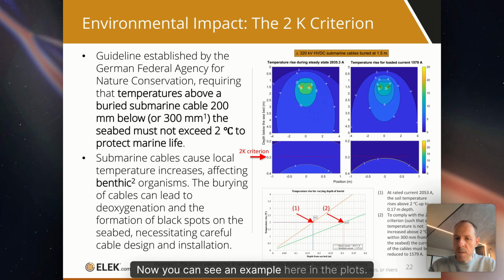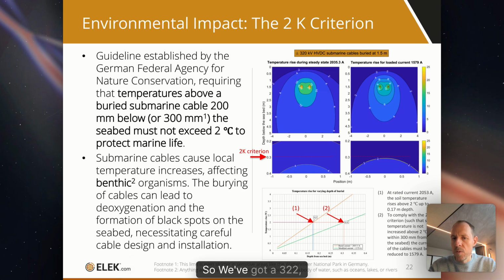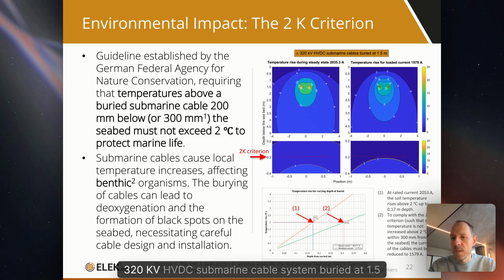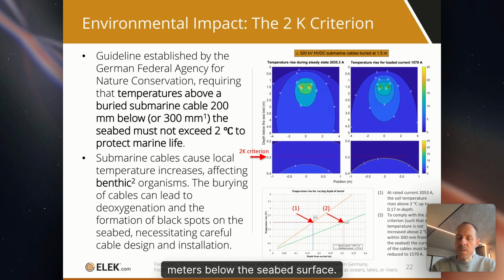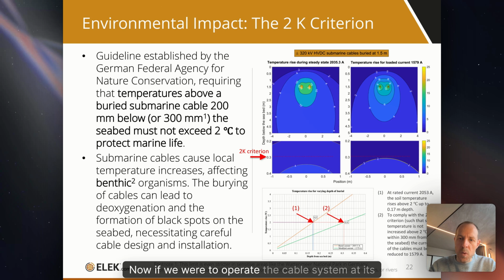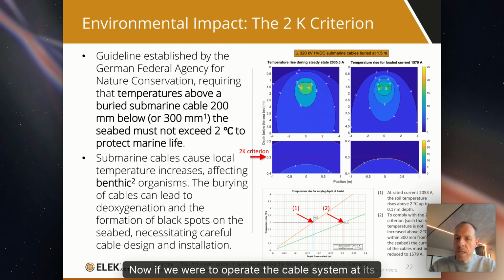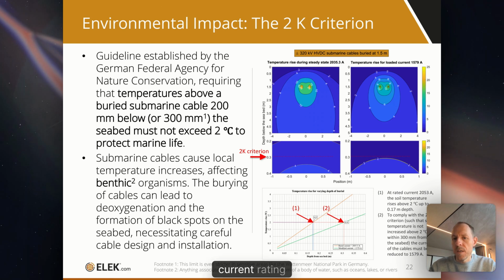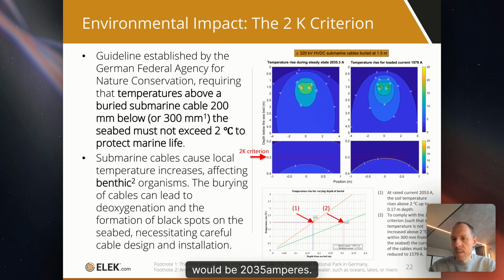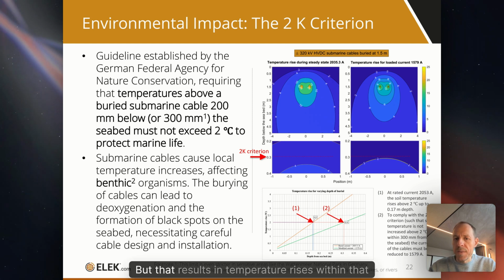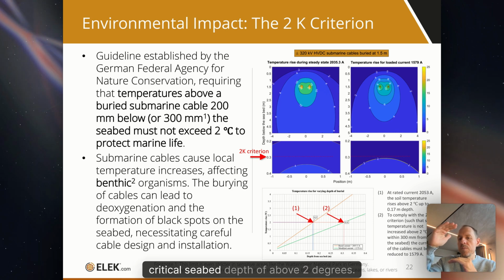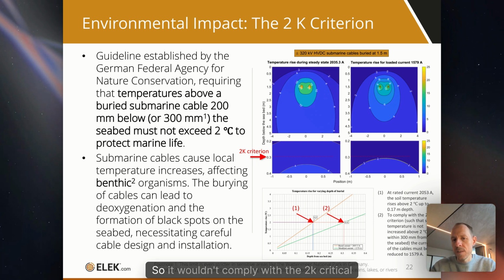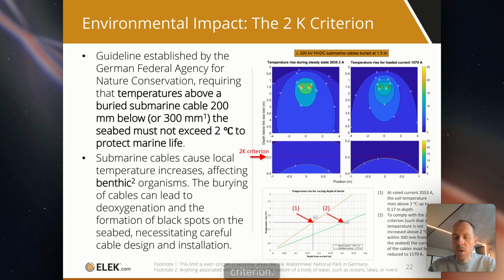Now you can see an example here in the plots. So we've got a 320 kV HVDC submarine cable system buried at 1.5 meters below the seabed surface. Now, if we were to operate the cable system at its full capacity, the current rating would be 2035 amperes, but that results in temperature rises within that critical seabed depth of above 2 degrees, so it wouldn't comply with the 2K criterion.